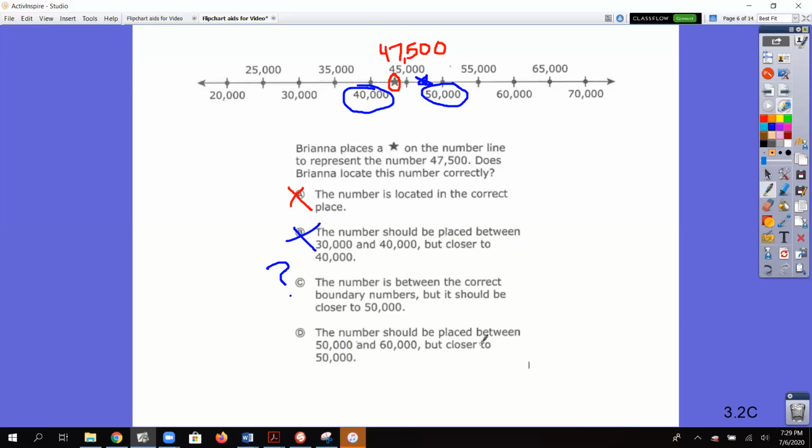The number should be placed between 50,000 and 60,000, but closer to 50,000. It should be closer to 50,000, but the boundary numbers should not be 50,000 and 60,000 because 47,500 is between 40,000 and 50,000. So our correct answer is C.